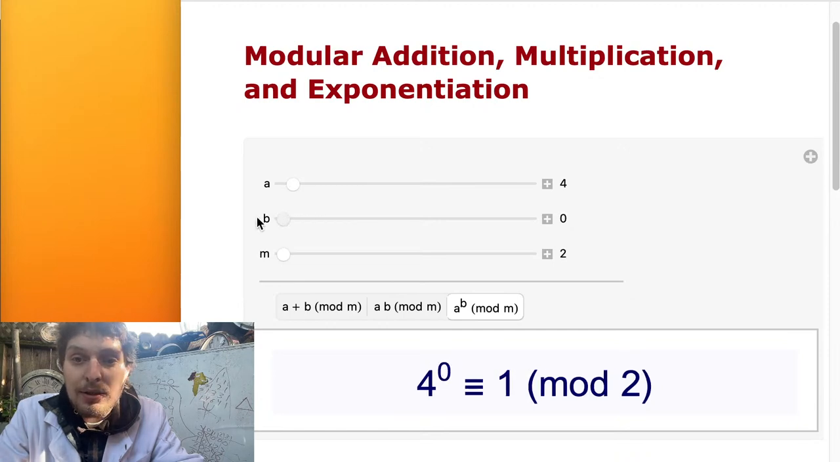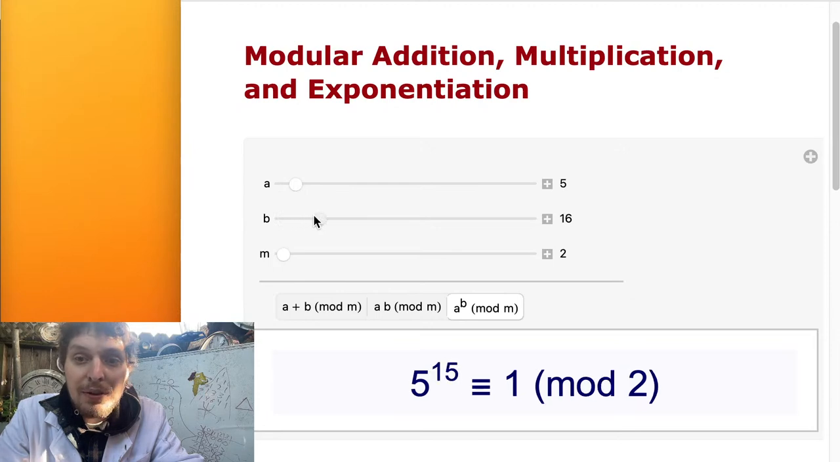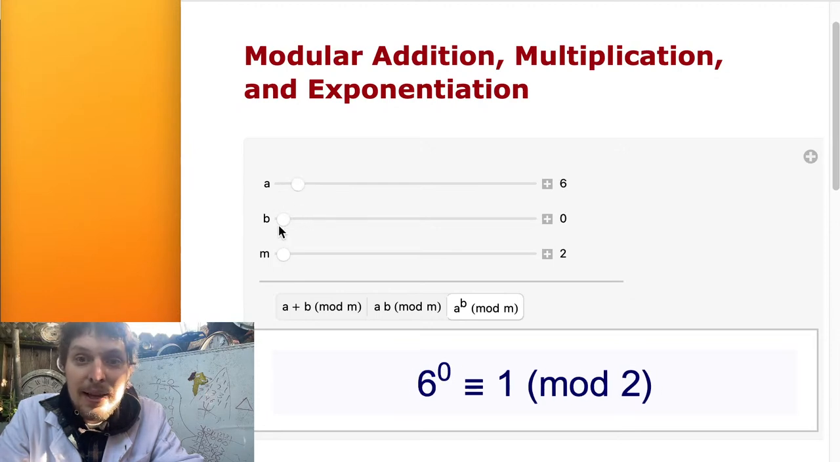4 goes to 0, 5 stays on 1, 6 goes to 0, 7 stays on 1, 8 goes to 0. And I think many of you can notice the pattern is that an even A value or lower number is going to go to 0 in the mod, and an odd one won't.